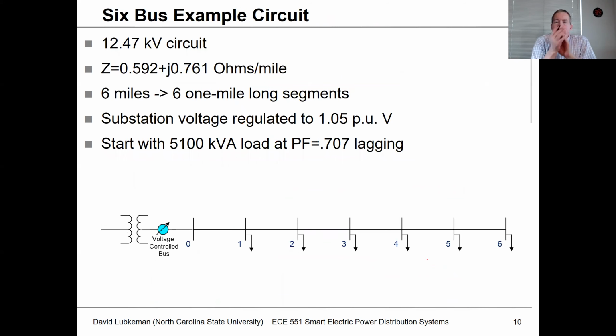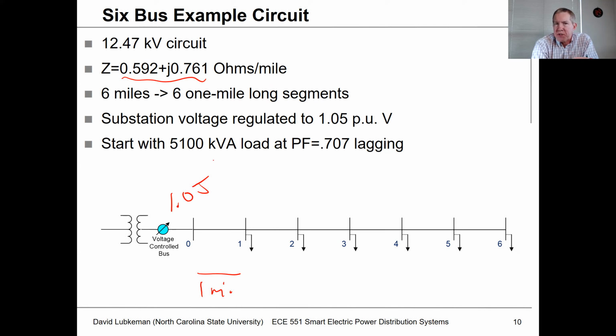So let's take a look at a sample circuit. I think it'll make this a little bit clearer if we just go through some examples. This is a 12.47 kV circuit, and I have a line positive sequence value per mile. This is 6 miles long, and each of these segments is simply 1 mile in length. I'm regulating the voltage at the top of the feeder to 1.05 per unit, and I've got a net load of 5100 kVA at a power factor of 0.707.